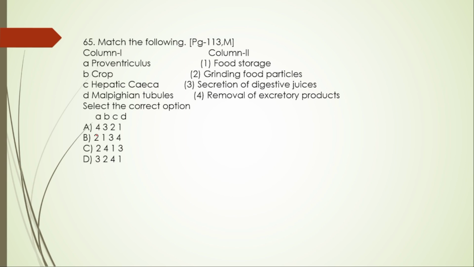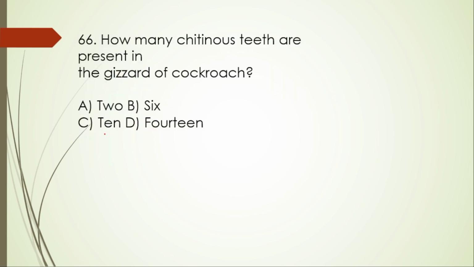65. Match the following question. Column 1 with column 2. Here first one, proventriculus. Proventriculus is for grinding food particles. So A is 2. And then crop. Crop is for storage of food. A is 2 and then B is 1. So the right option is option B.